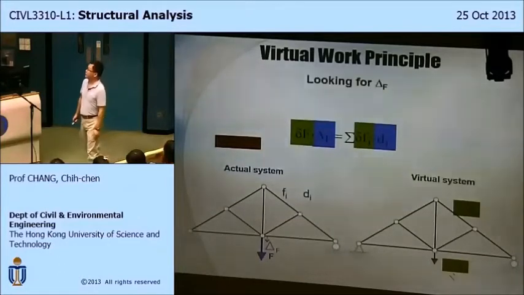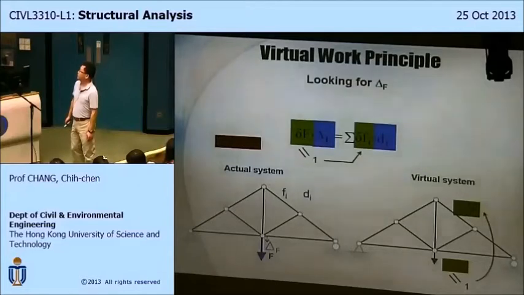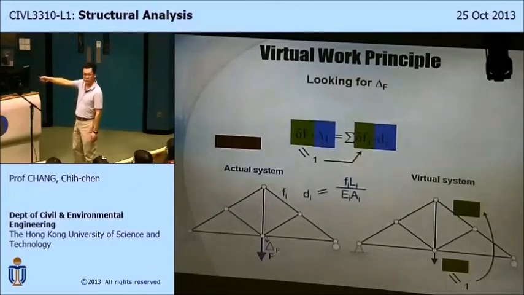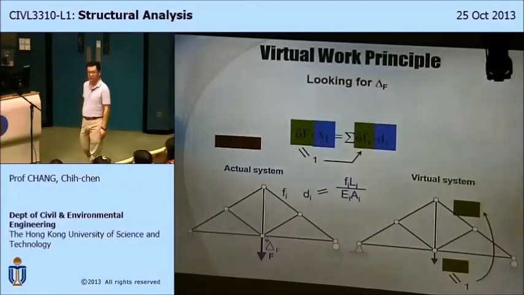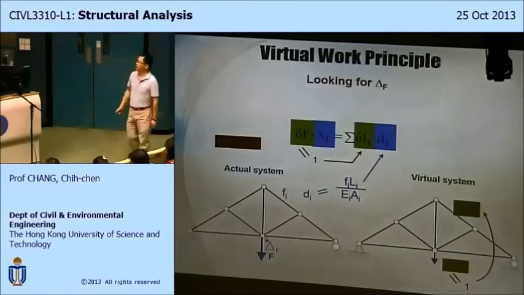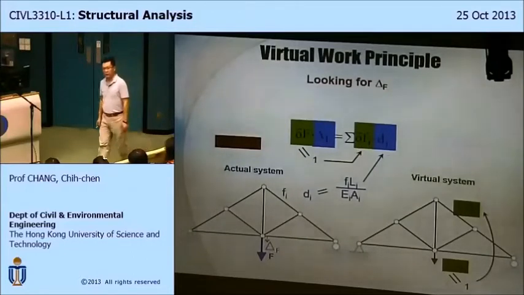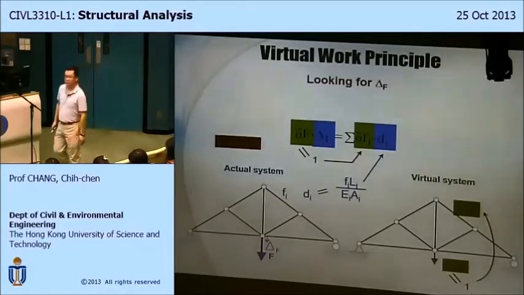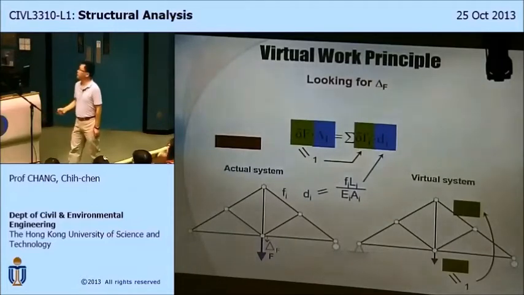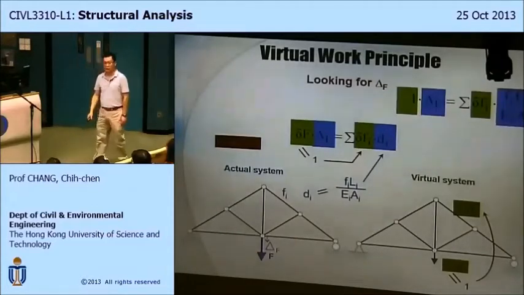After that, you just substitute the elastic relationships between deformations and the internal forces there. The only unknowns in this equation will be the deformations that you are looking for. So that helps you to solve for the deformations.